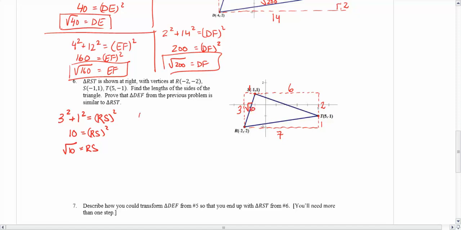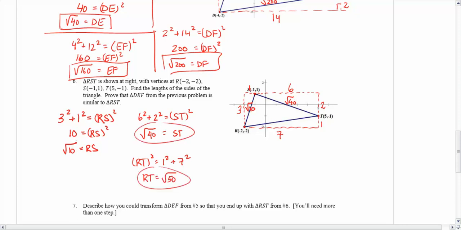Then we got 6 squared plus 2 squared equals ST squared. ST ends up being, let's see, that's 36 plus 4, so it'll be root 40. And then RT squared is going to be 1 squared plus 7 squared, which is 50. So RT is going to be root 50. Then it says prove that they're similar. So we have all the side lengths, so we can check if the sides stay in proportion.